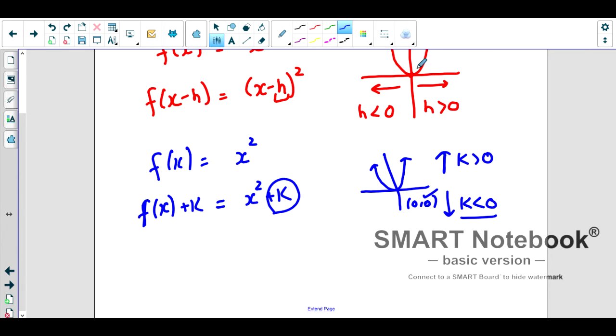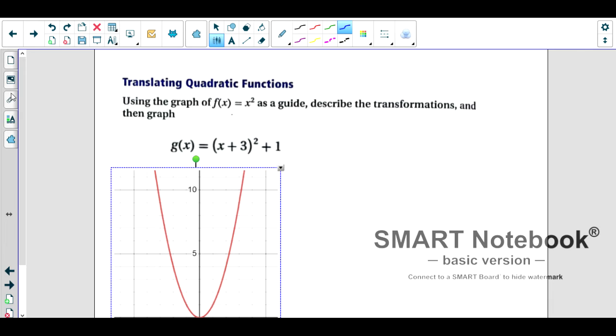Now we have the four possibilities. We have seen h also, we have seen k also. We saw how it can move to the right side, how it can move to the left side. Now let us practice this. Let us solve a question and see if we can practice this concept.